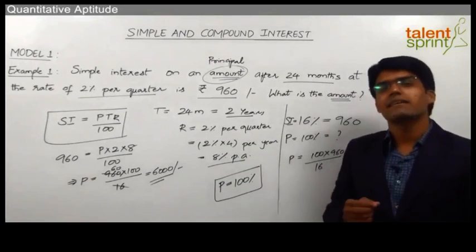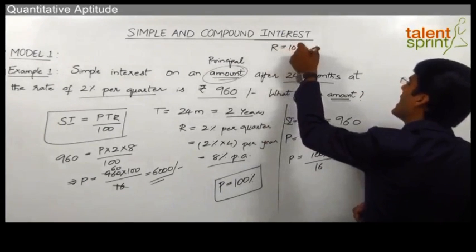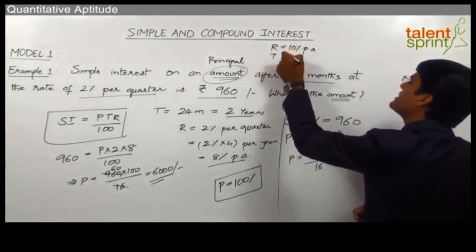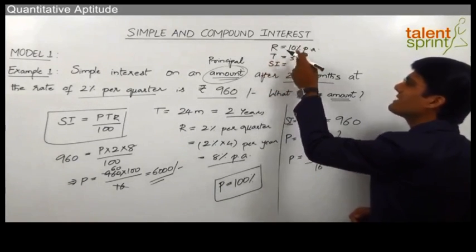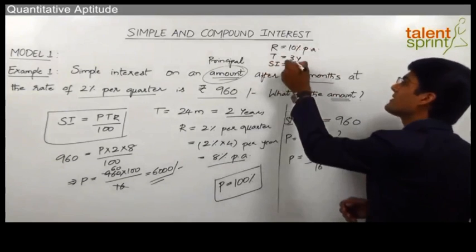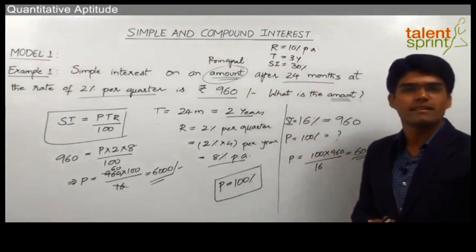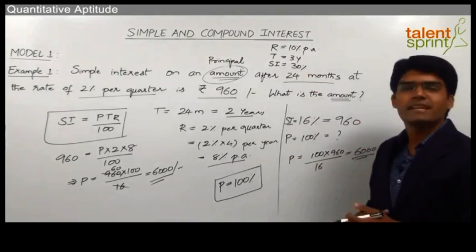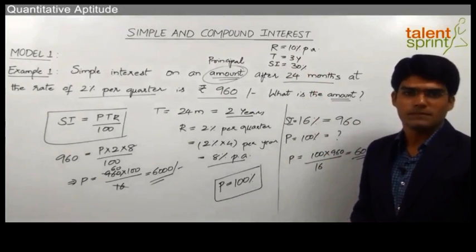Similarly, let's say that the rate of interest is 10% per annum and the time period is equal to 3 years. So the total simple interest will be equal to 10 plus 10 plus 10, that is 30%. Why? Because every year we get 10%, so for 3 years we will get 30%. So simply here SI can be taken as 30% and principal is 100% as usual.